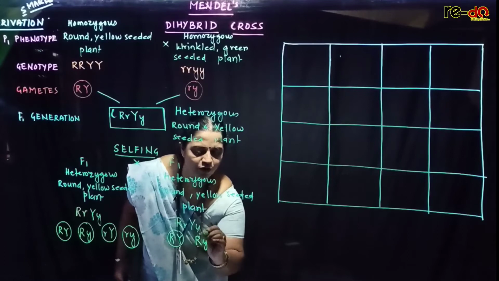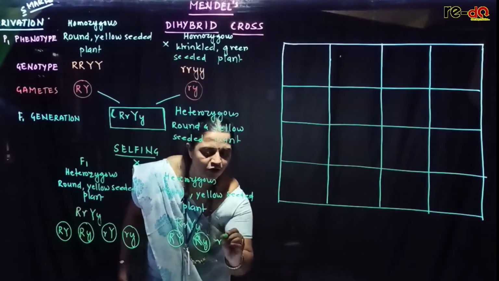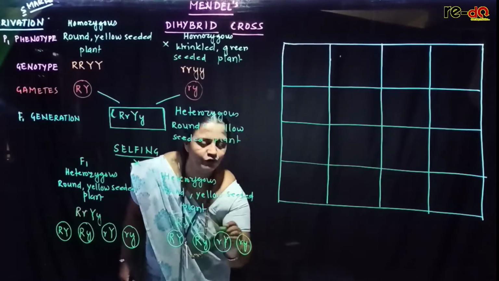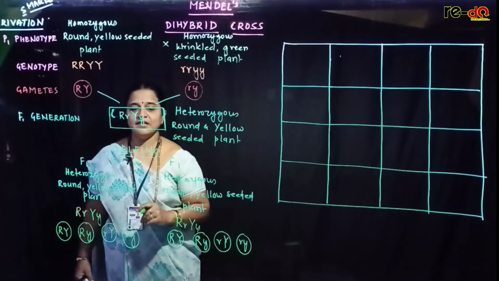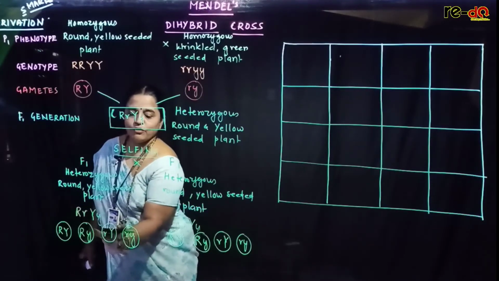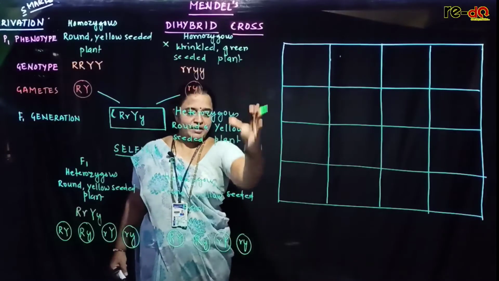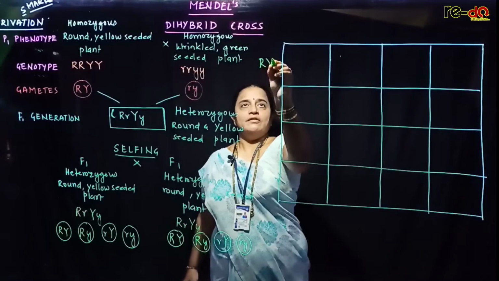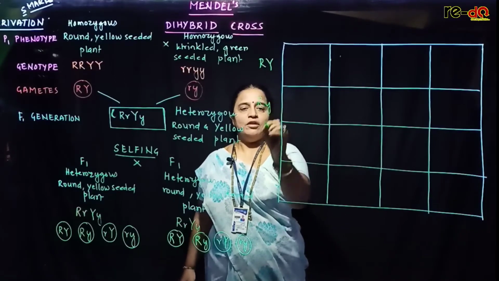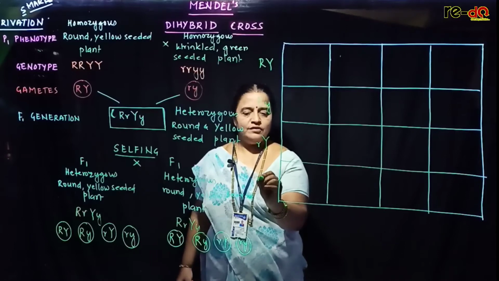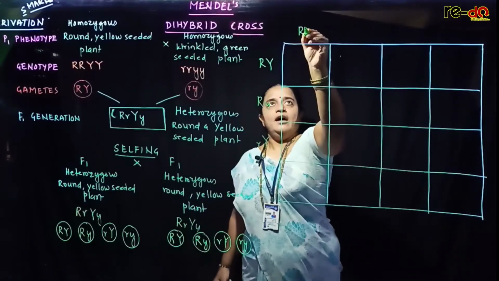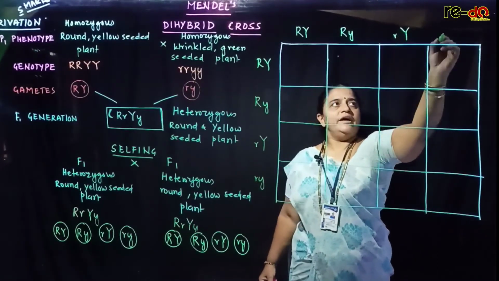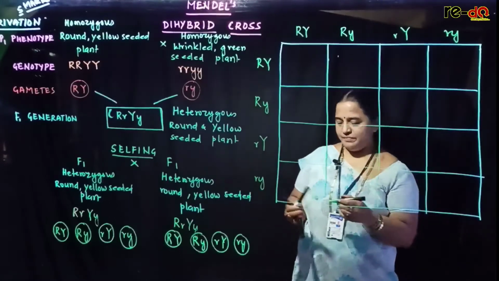Now small r, capital Y. Now small r, capital Y. This is very, very important. Most of the students will confuse here. So continuous practice is required. Now let us consider these four gametes at one side. These four gametes we need to write vertically. This is R, Y, R, small y, small r, Y, small r, small y. R, Y, R, small y, R, Y, R, small y.